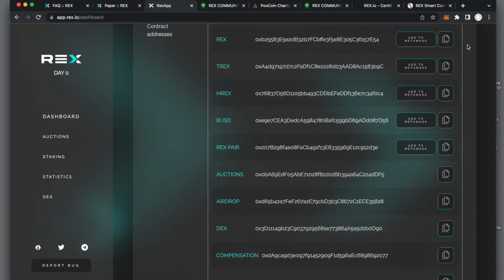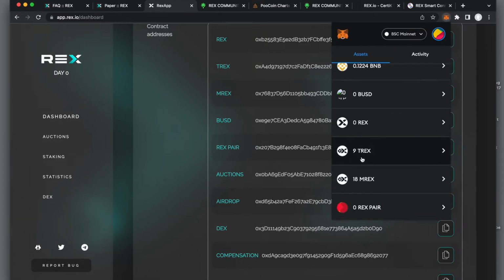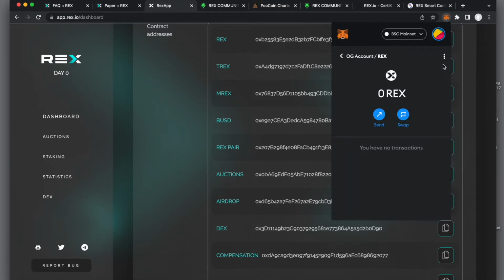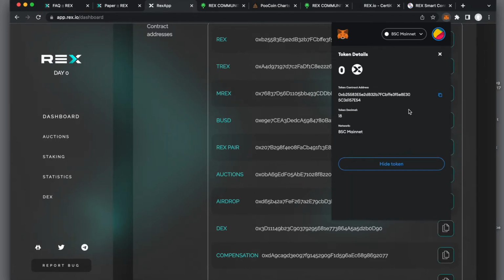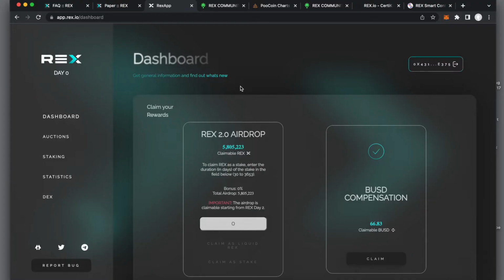If you want to double check that they're correct tokens, you can look at the address here. So the Rex address ends in 7E54, and then you can go to the wallet's token, select token details, and you can see that this one ends in 7E54, so that is the correct token. You can always see under the hood in this way, and it's a good idea to, from time to time, make sure you're using all the right tokens.